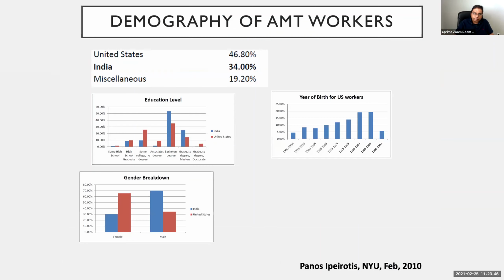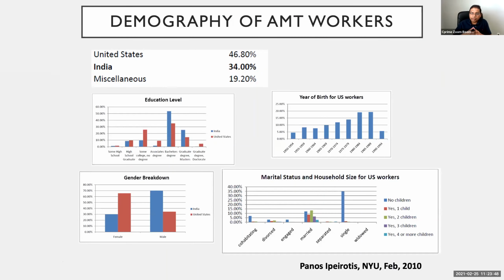They also published the demographics of the people who did this. And so you will see the variation in the number of people, what their education level is, which country they belong to, what their gender is. The gender bias here is very interesting between India and the United States, and then their household status and things like that.